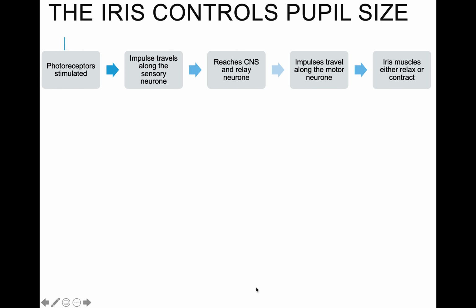So we'll look at this in a bit more detail then. As the photoreceptors are stimulated, impulses or action potentials are generated, and impulses travel along the sensory neuron where they reach the central nervous system and a relay neuron. The relay neuron will then transmit those impulses to the motor neuron, causing either the radial muscles or the circular muscles to contract and the others to relax.